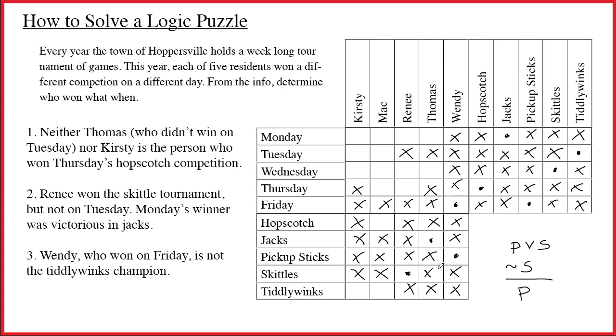And at this point, we can now say, well, since Thomas won Jacks, and Jacks was played on Monday, Thomas had to have played on Monday, and we put the dot plus X's. In fact, at this point, the rest of this puzzle is really easy. We see that hopscotch had to have been won by Mac, dot plus X's, and that means that Tiddlywinks had to be won by Kirsty. One dot per column, one dot per row, and now the rest of this we can read off of the fact that hopscotch was won by Mac, hopscotch was played on Thursday, so that means Mac won on Thursday, dot plus X's. And now it looks like Kirsty had to have won on Tuesday, and that means that Renee had to win on Wednesday. And success, we have finished the puzzle.